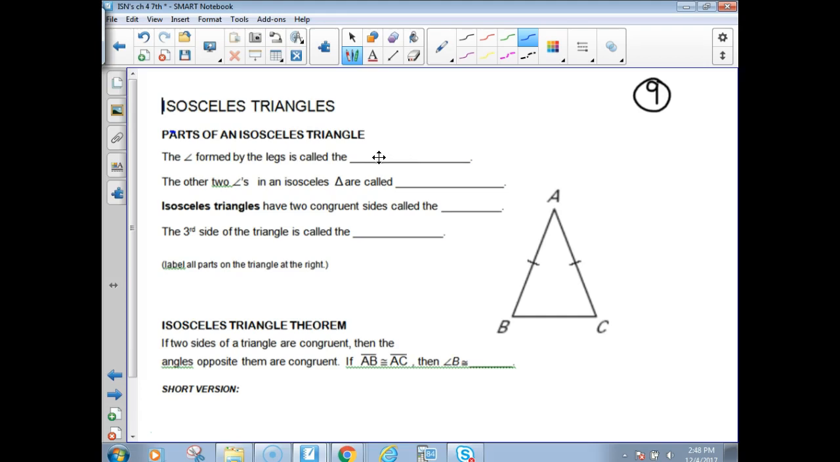The angle formed by the legs is called the vertex angle. So angle A is your vertex angle. I'm going to label these parts as we go. The other two angles in an isosceles triangle are called base angles. So angles B and C are base angles.